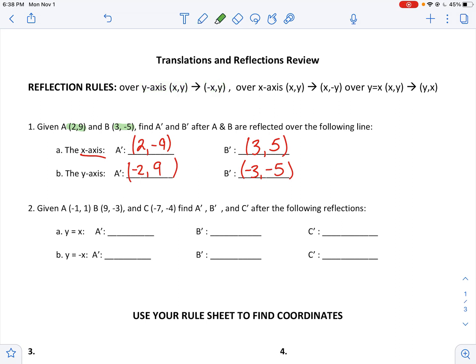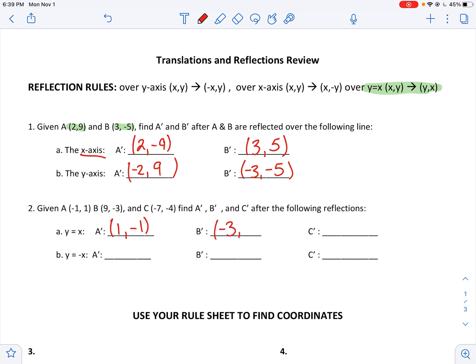And then for y equals x, what would happen is, y equals x, notice you started with x, y, you're just going to switch the order. So instead of x, y, you get y comma x. So I'm going to take these two numbers here, and I'm just going to switch the order. So A prime becomes 1, negative 1. And I'd like you to try B and C by pausing the video, and then once you're done with your work, unpause it and check.